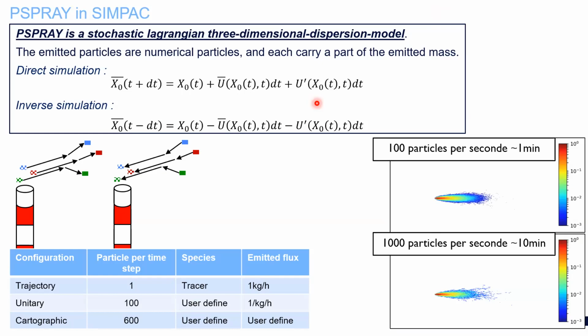In a Lagrangian model, the computational time increases linearly with the number of numerical particles in the calculation domain, and this is also why in a user-friendly platform we decided to vary this number with the chosen configuration, and it goes from 1 particle per time step to only obtain an indication of the plume direction up to 600 particles per time step, where the user can define the species and the emitted flux for the different sources.